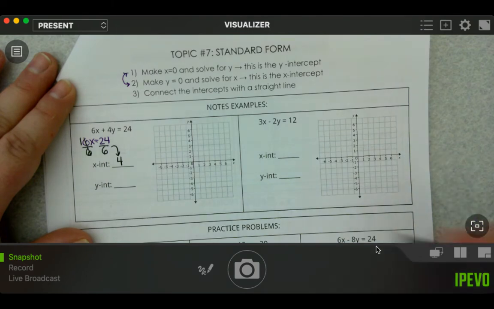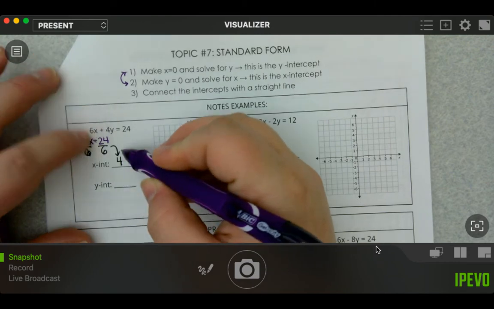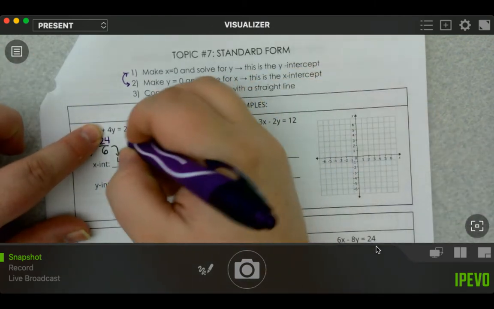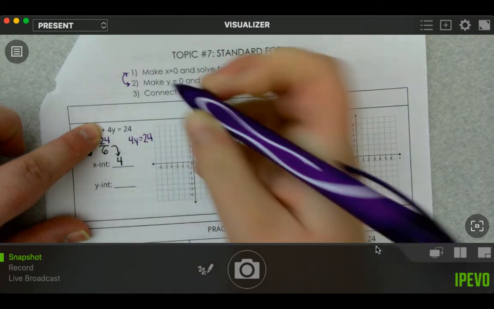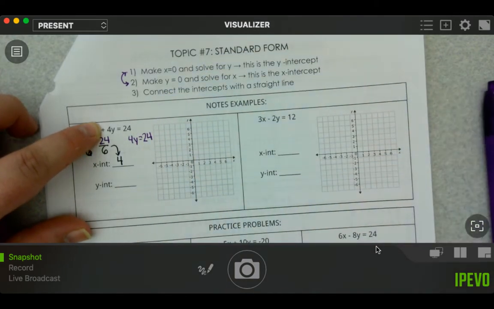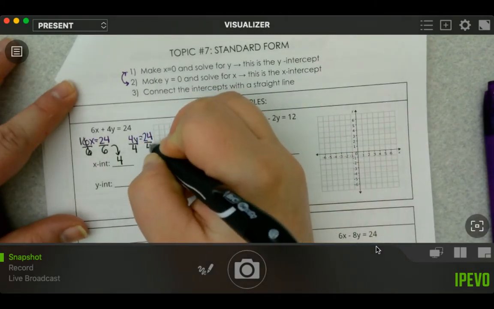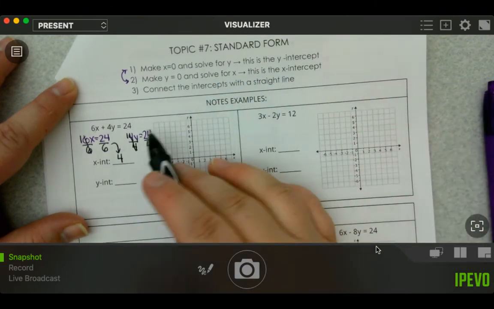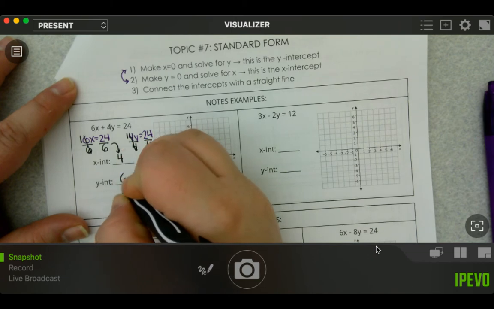Then over here, for the y-intercept, I have to make x 0. So this part's going to go away, and all I have left is 4y equals 24. And then I need to get rid of the 4 in front, so I'm going to divide by 4, so that these divide to 1. And 1y equals 24 divided by 4, well, that's 6.